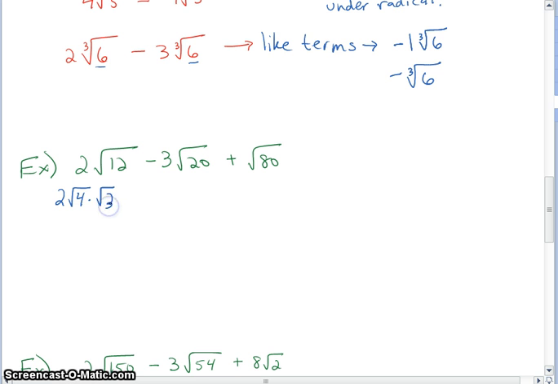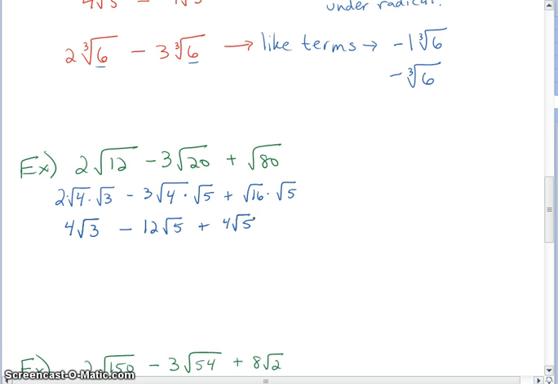Definitely. So let's simplify this. Square root of 12 becomes the square root of 4 times the square root of 3. So this becomes 4 square root of 3, because it's 2 times 2. 20 becomes the square root of 4 times the square root of 5. So that's 12 square root of 5. And 80 becomes the square root of 16 times the square root of 5. So now where's the like terms? This one and this one.